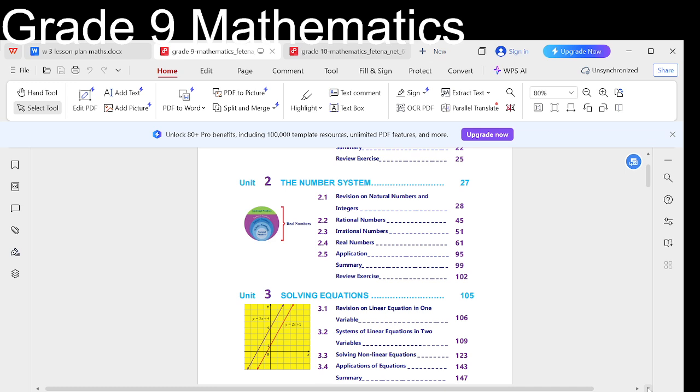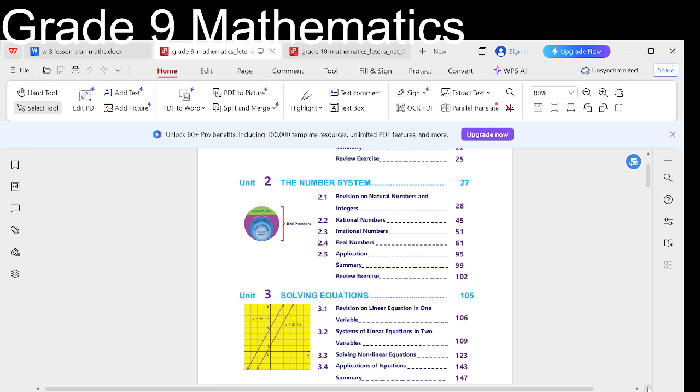So in general we can say that the natural numbers are a subset of the whole numbers, and the whole numbers are a subset of the rational numbers, and the rational numbers plus the irrational numbers give us the real numbers.